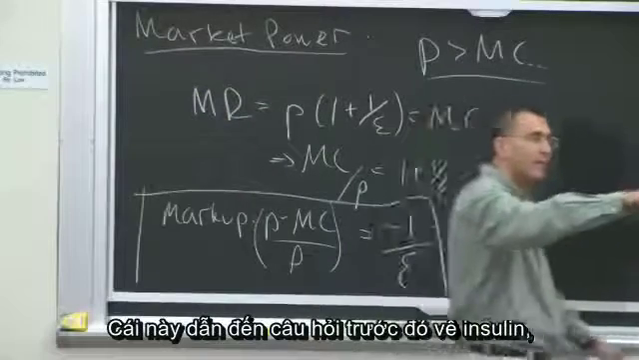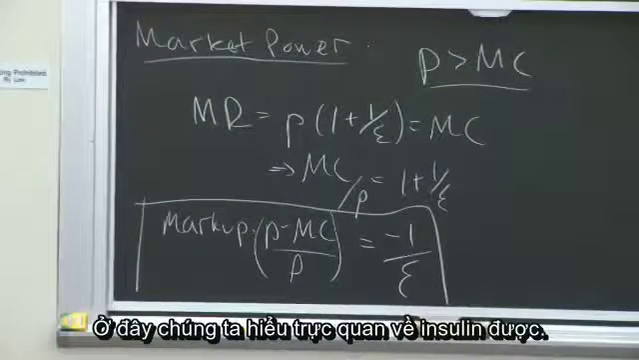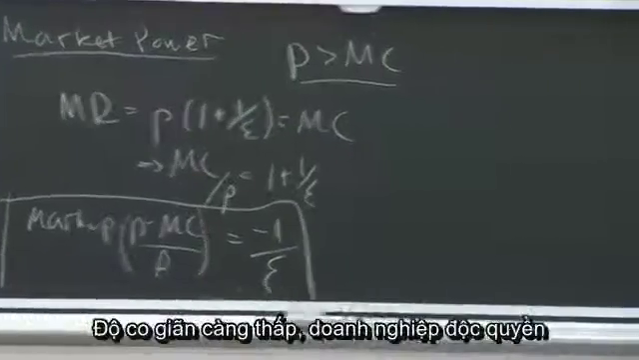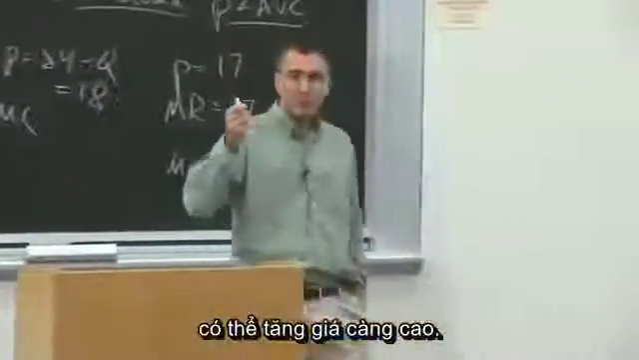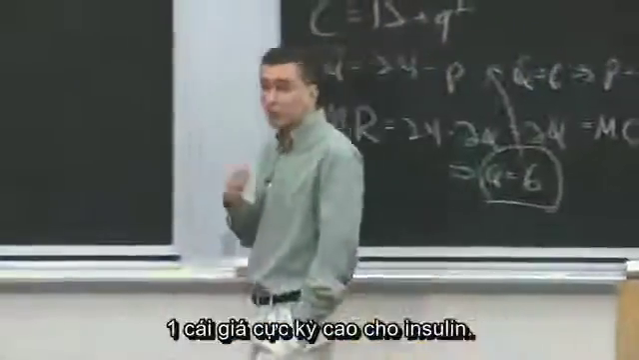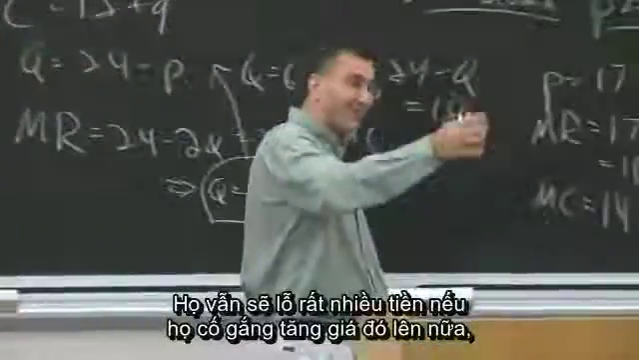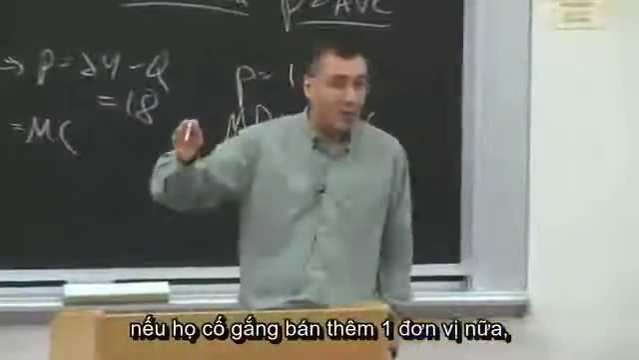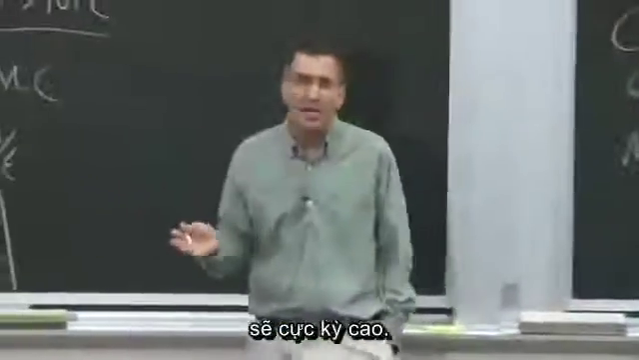This comes to the question before about the insulin example, which was sort of confusing. Here we see your intuition on insulin. The lower is elasticity, the more the monopolists can mark up their price. So your intuition is shown here. Yes, the monopolists will charge an incredible price for insulin. They'll still lose a lot of money if they try to raise that price, if they try to sell one more unit. But the first initial price they'll set will be incredibly high.